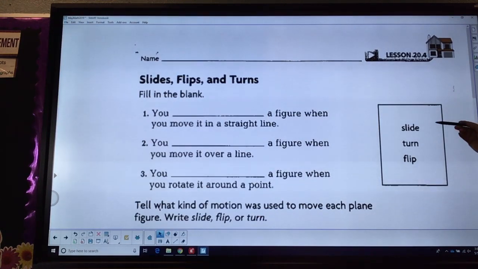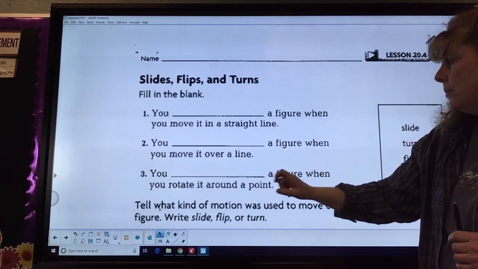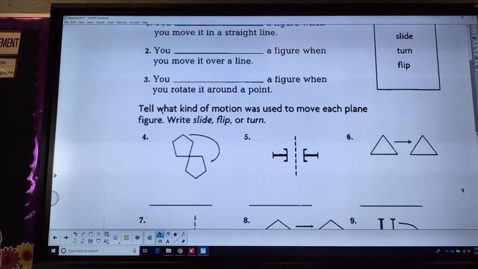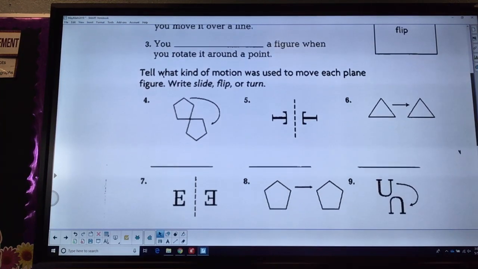We're more concerned whether you know if it's a slide, flip, or turn, but like I said before in the other videos, it's important for you to know that they do have other names. You're going to take these terms and you're going to go ahead and put them in the correct blank. On the bottom here, it says tell what kind of motion was used to move each playing figure, right? Slide, flip, or turn. Think about those different movements. Think if you're rotating it, or if it's a reflection, or if it's a translation, or if it's a slide, flip, or turn. You'll write it on the blank just like what we did when we did the math book together.